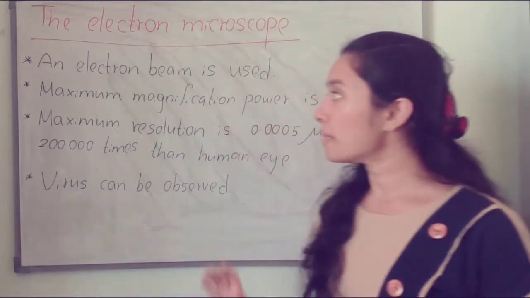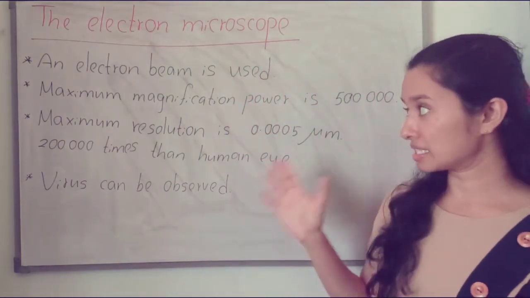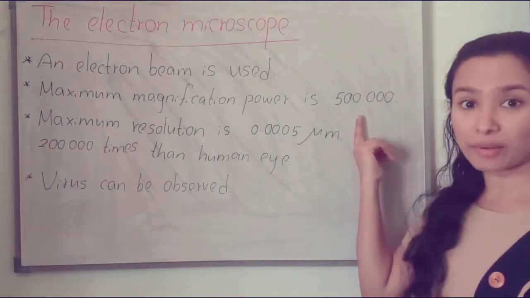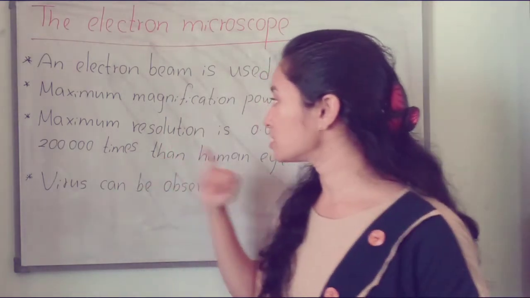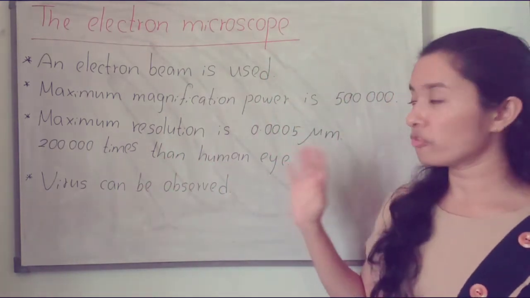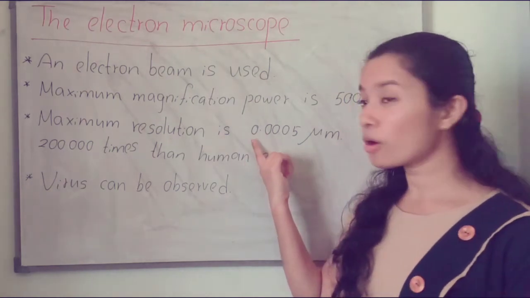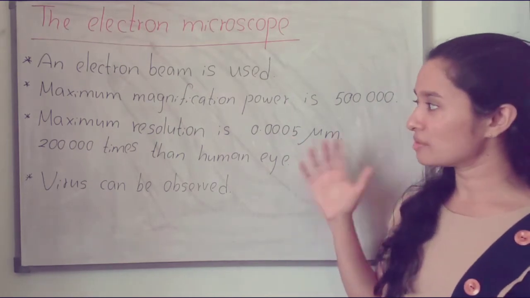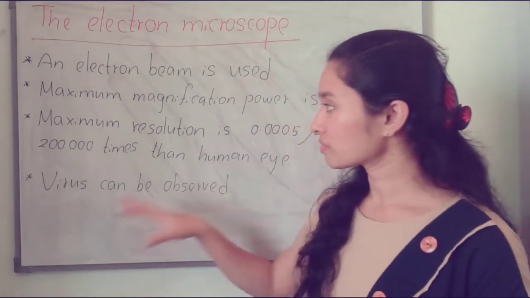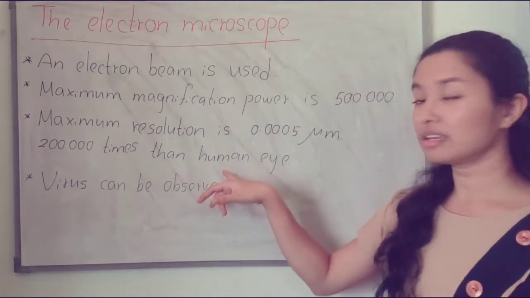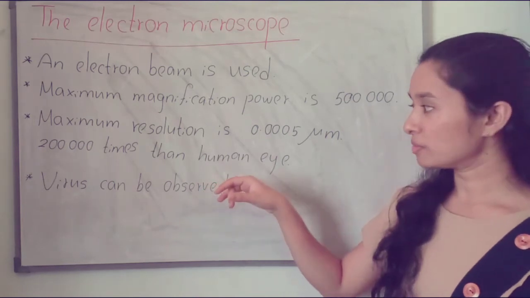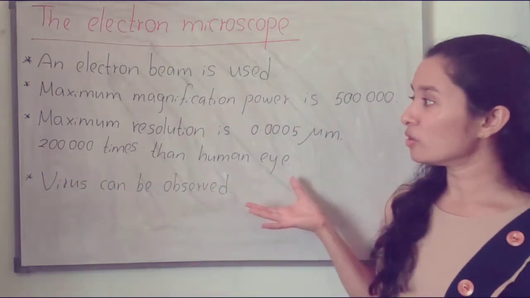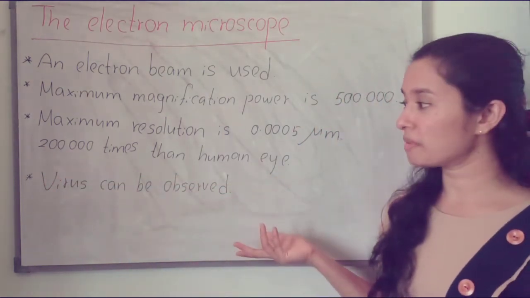And what is the maximum magnification? The maximum magnification power is 500,000. That means 5 lakhs. Then the maximum resolution. The resolution power of the electron microscope is 0.0005 micrometers. So it is very high. That means 200,000 times that of the human eye. So compared to our human eye, it has 200,000 times the maximum resolution power.